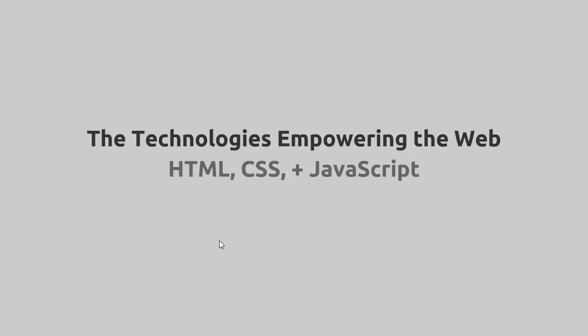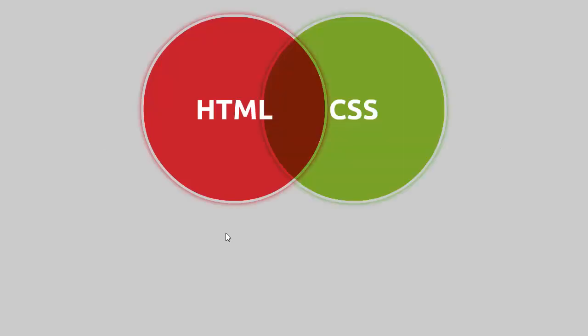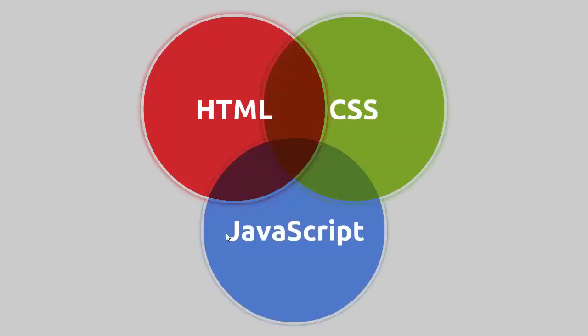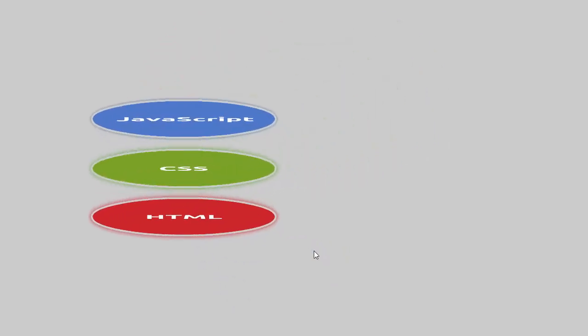In this video, I'll discuss the core technologies that power the web, namely HTML, CSS, and JavaScript. Together and working in tandem, these core technologies drive the modern web, and they provide a powerful tool set for online expression. Often, these technologies are described as the three layers of web design and development.